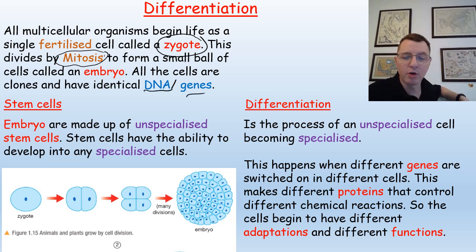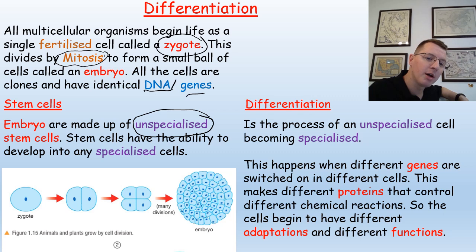This process, mitosis, we're going to come back and look at that in more detail when we look at inheritance. For now, all you need to know is it's how a cell divides. So when we look at an embryo, all the cells in an embryo are completely unspecialized, and they're a type of cell called a stem cell. So embryos are made out of stem cells, and stem cells have a special ability to develop into any specialized cell that you can think of.